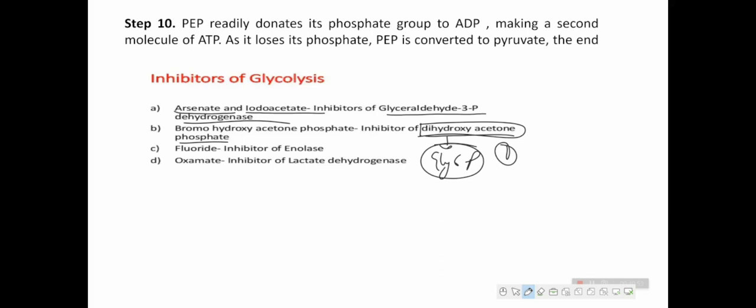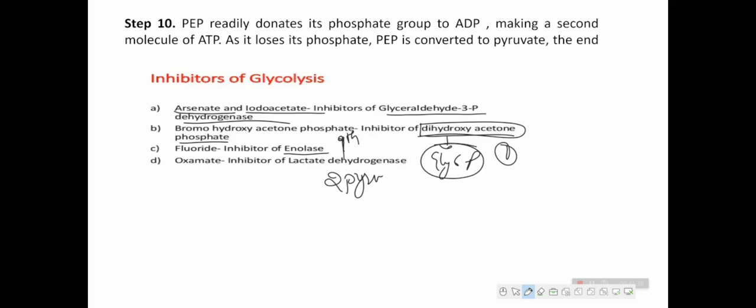Means one step will be inhibited. Means one molecule of pyruvate will be formed only, not two molecules of pyruvate. Another is fluoride. Fluoride inhibits enolase. Enolase is used where? Where removal of one molecule of water takes place, means at the 9th position. When they inhibit the formation of PEP, if the PEP molecule is not formed, then pyruvate will not be formed. Means 2 pyruvate molecules will not be formed, because fluoride inhibits the enolase. That is the 9th step of the glycolysis.